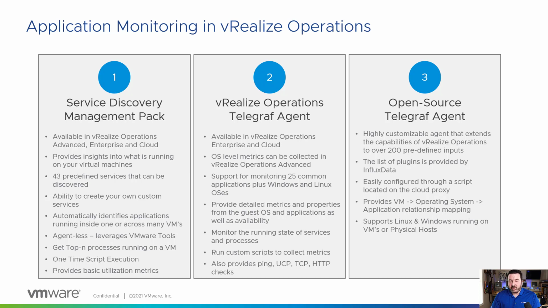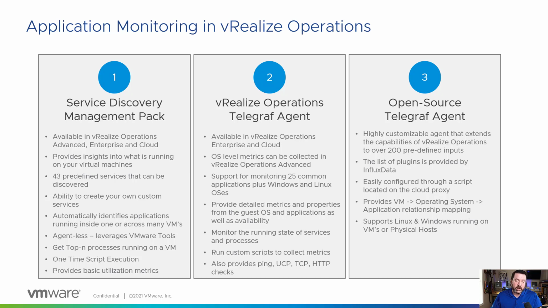Now, if we want to take things beyond that, there's the open source Telegraf Agent, and this is provided through Influx Data. If you look at their documentation, they've got over 200 pre-built input plugins that you can just run on the open source Telegraf agent. So this takes the number of applications and services that we can monitor well beyond what we offer today with the vRealize Operations Telegraf agent.